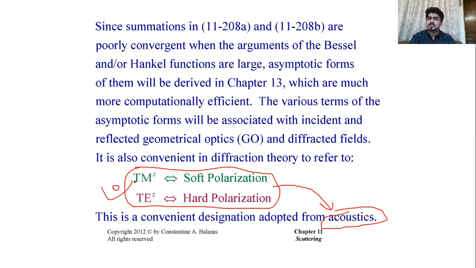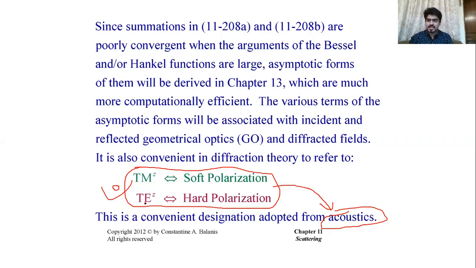For TM to Z polarization, we call that soft polarization, and for TE to Z, we call that hard polarization. So here we will stop our lecture. We will end this lecture here, but we will continue discussing this scattering in the next lecture. We will continue discussing these wedges, and after that we will move to the next chapter of this course, that is chapter 15.